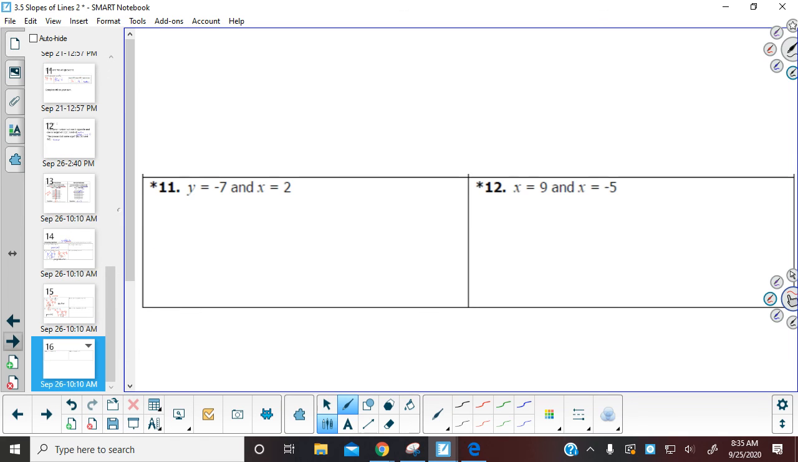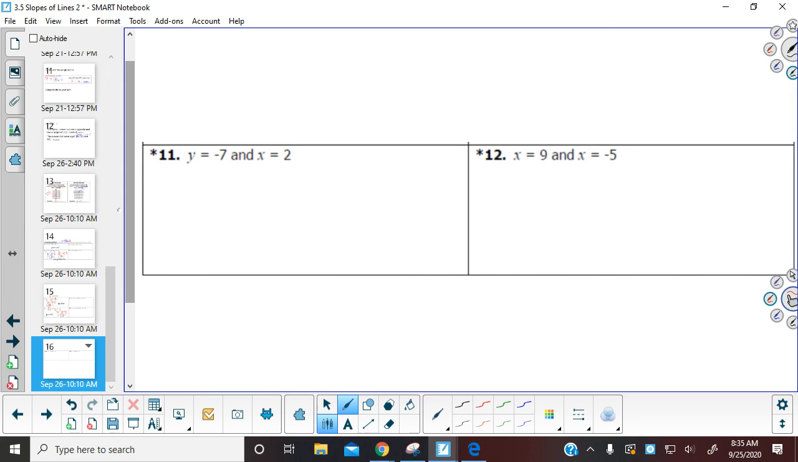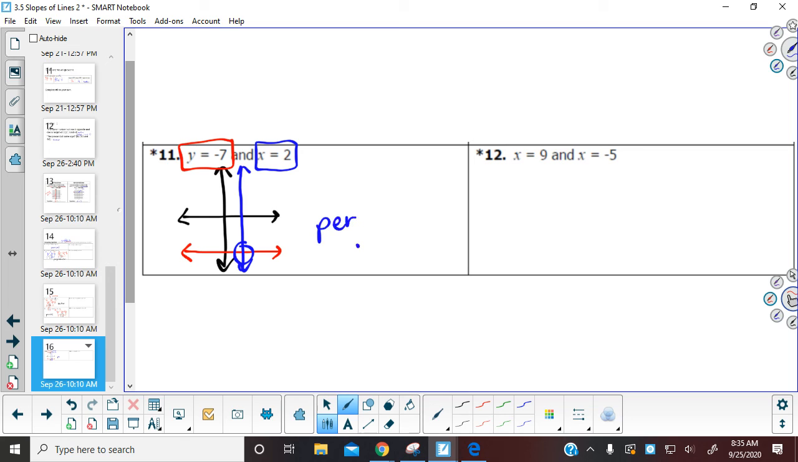All right, the last one that I want to do with you guys today is number 11. If I look at number 11, what I want to consider is, what do these lines look like? The first one is y equals negative 7. So reminder, if y equals negative 7, that tells you it's crossing your y-axis at negative 7. If it's y equals, it's crossing your y-axis. The other one, x equals 2, tells you it's crossing your x-axis at 2. And so if it's crossing your x-axis, it's going to be a vertical line. So if you have a horizontal and a vertical, that forms a 90-degree angle, so therefore they are perpendicular. Spelling that funky, perpendicular.